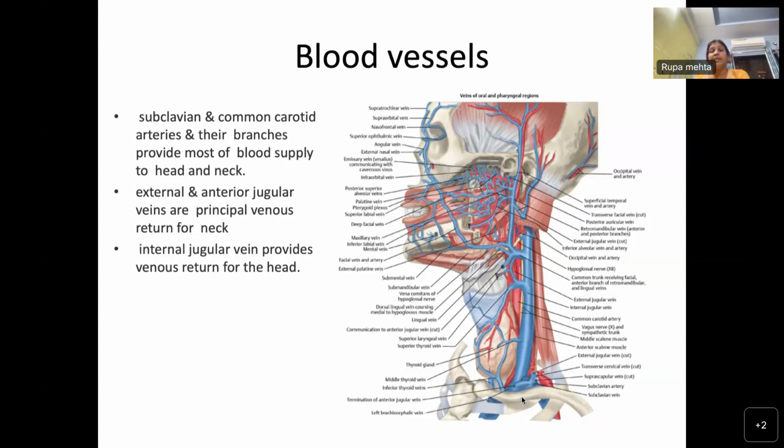Now, the external and anterior jugular veins are the principal venous return for the neck. The internal jugular vein provides venous return for the head. So you can see in this diagram the various vessels, the internal jugular vein and its tributaries. Then you have the carotids, the various tributaries, the branches. This is the larynx, the thyroid gland, the various muscles.